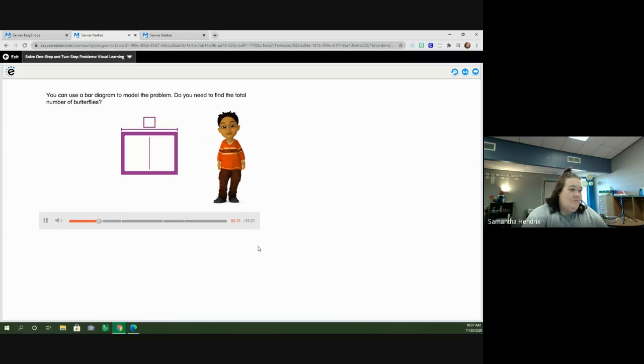Do you need to find the total number of butterflies? Do we need to find the total? Our question said they found 53 altogether. So that is the total. So we need to find part. 53 is the whole. We have to find the missing part.